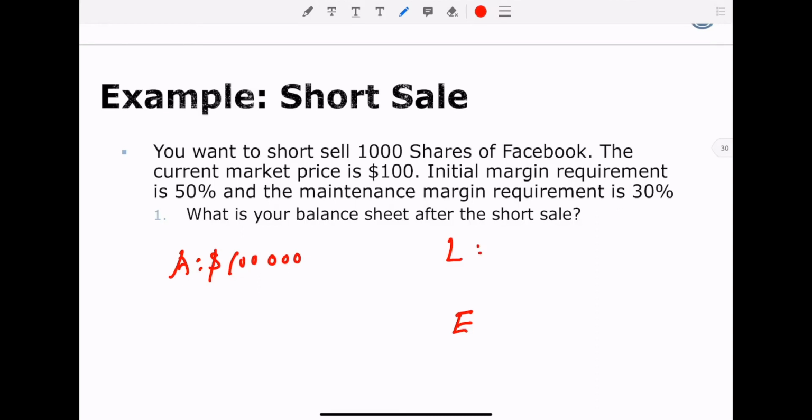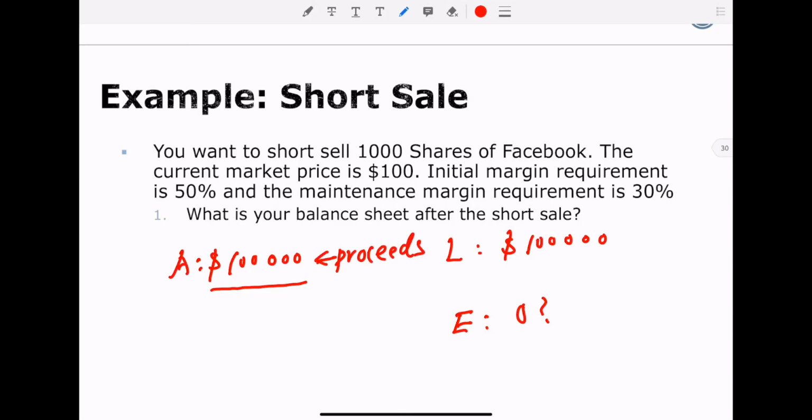What is your liability? Well, you have borrowed 1,000 shares of stock to sell. So in this case, 1,000 shares of Facebook is your liability. And if the market price is 100, your liability is also $100,000. So what is your account equity? Is it zero? It is not, because we're missing something here. So this is your proceeds.